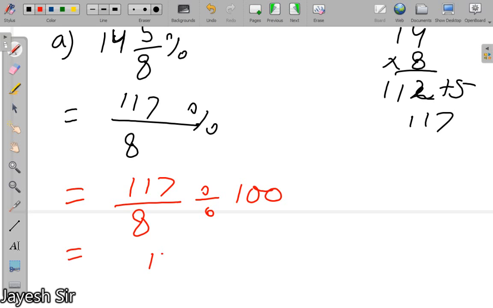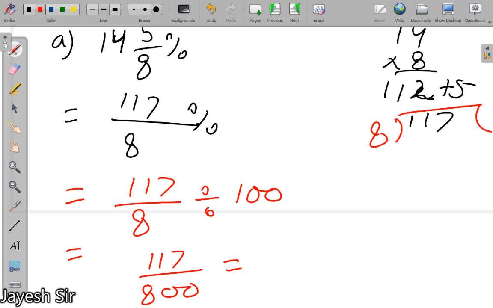So here it will be 117 upon 800. What we will do is simply divide 117 by 8. 8 ones are 8, 9, 10, 11, 3, 7, 8 fours are 32, and we will have 5, 1, 4 and 0 point.